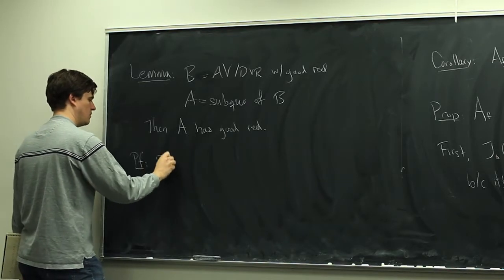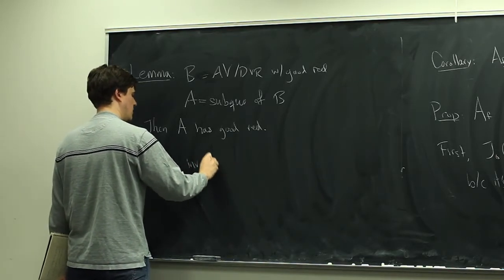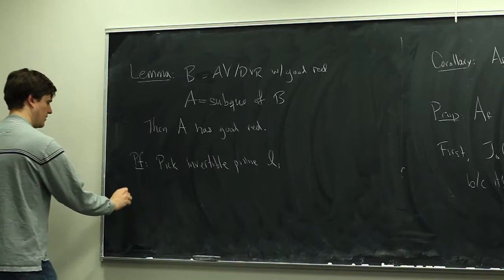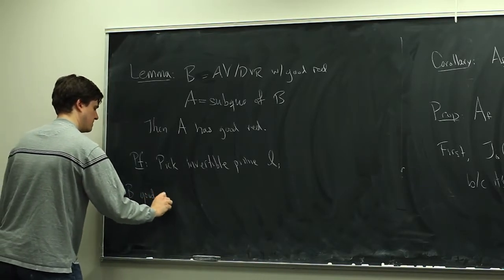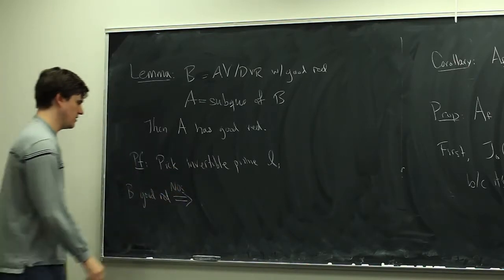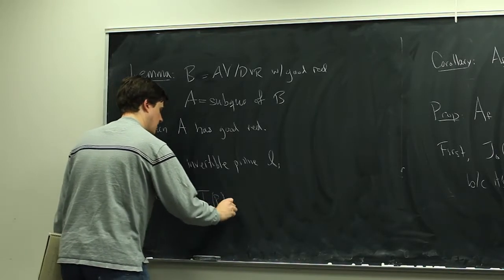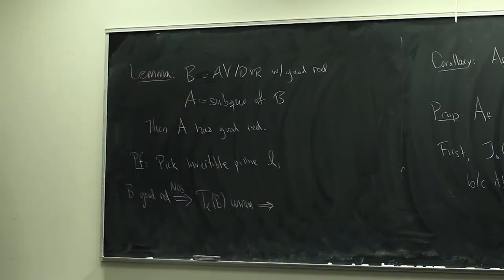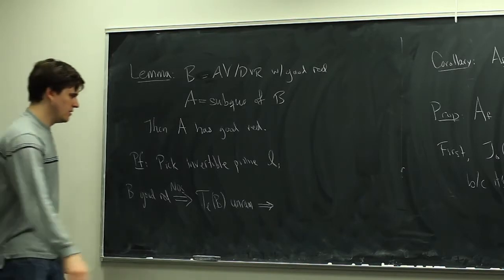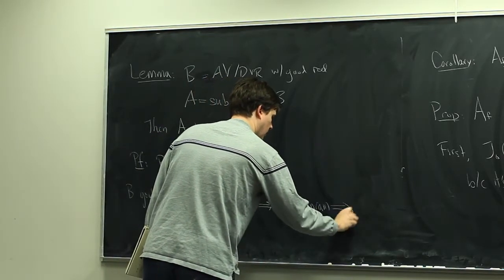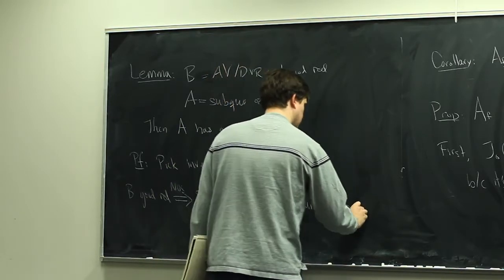So pick a prime L, an invertible prime L. Then B has good reduction, which implies by the Néron-Ogg-Shafarevich criterion, the easy direction of it, that the L-adic Tate module of B is an unramified Galois representation. Saying that the representation is unramified means that the inertia subgroup acts trivially. And that obviously goes through to any subquotient. So that implies that TL of A is unramified. And then by the harder direction of Néron-Ogg-Shafarevich, that implies that A has good reduction.